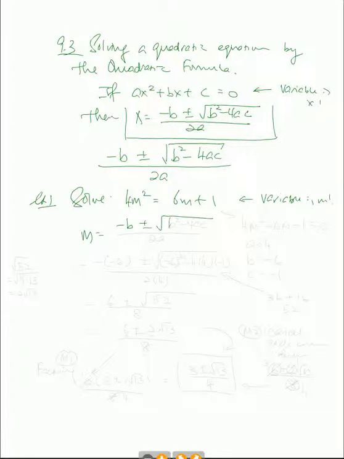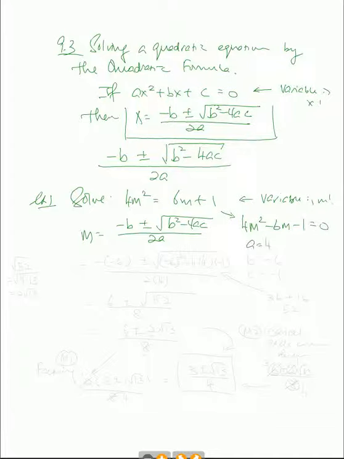Negative b plus minus the square root of b squared minus 4ac all over 2a. And what's a and what's b and what's c, for you to figure that out, you're going to have to bring all the terms to the same side. So you're going to have to rewrite as 4m squared minus 6m minus 1 equal 0.